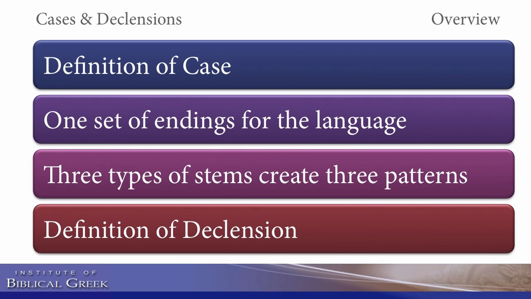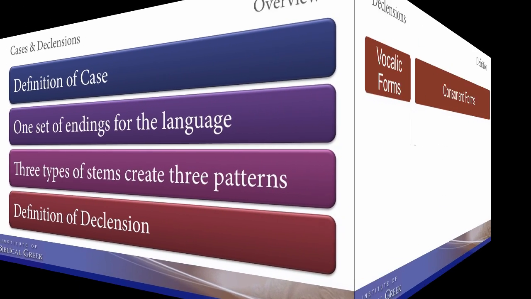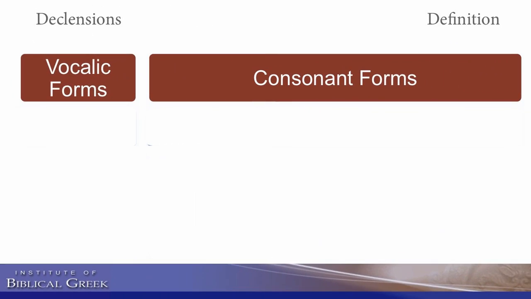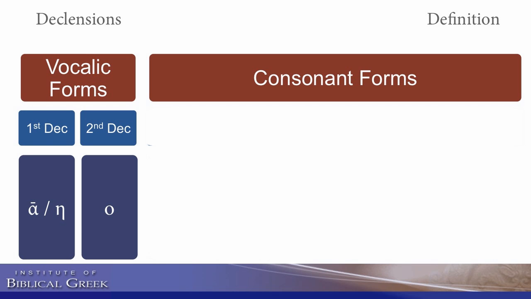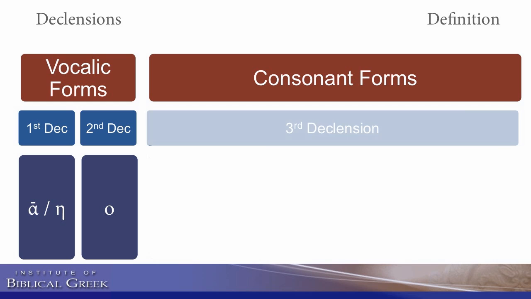Now, as far as stems go, they can either end with a vowel, so that would be a vocalic form, or a consonant form. Nouns and adjectives with vocalic stems will either have A-type vowels that we will call the first declension, or O-type vowels that we will call the second declension. It's too bad we don't call the first declension merely the A declension and the second declension merely the O declension. I think that'd be far more descriptive.